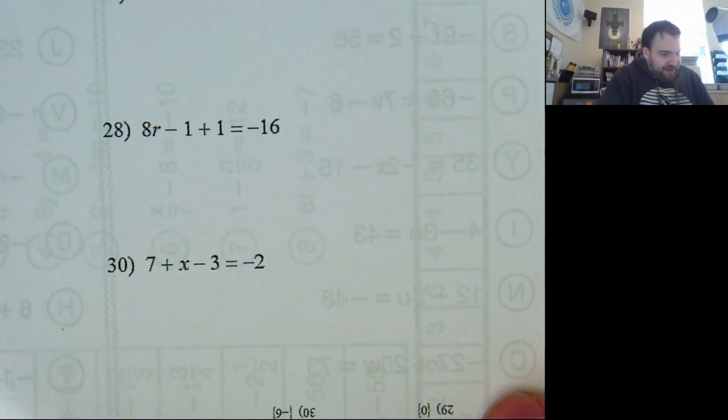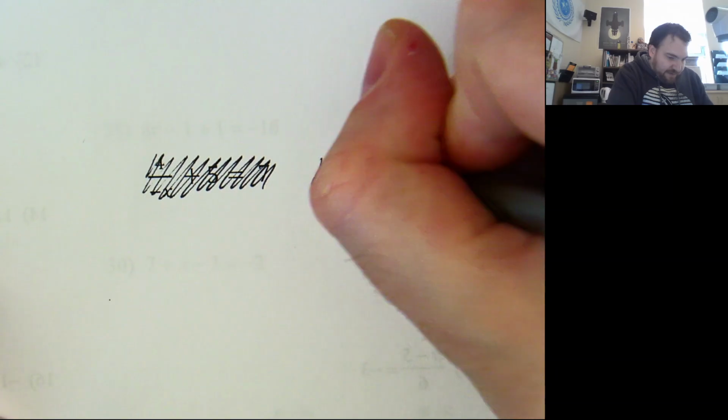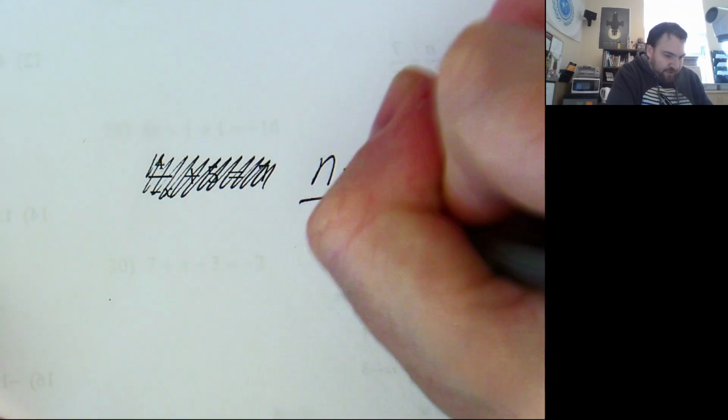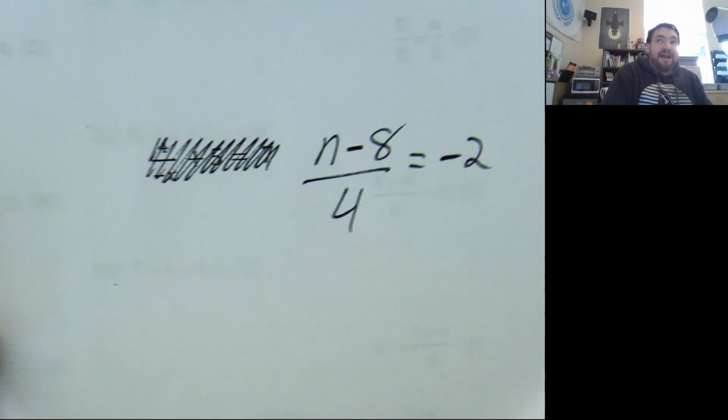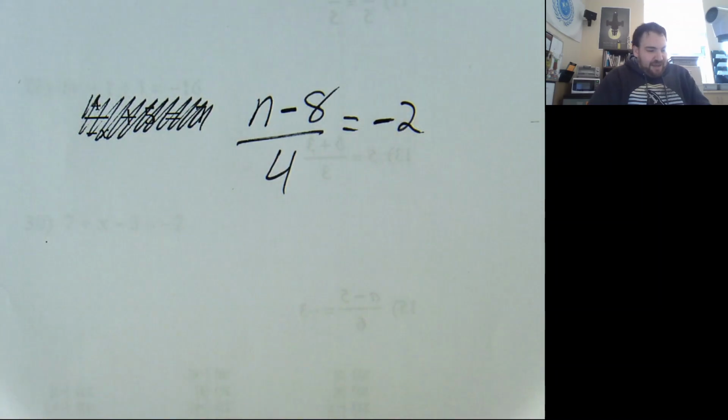I'm going to give you this guy here: n minus 8 over 4 equals -2. I want you to scribble out the question that was there, and I want you to throw this guy down. And this is the thing we're going to solve.